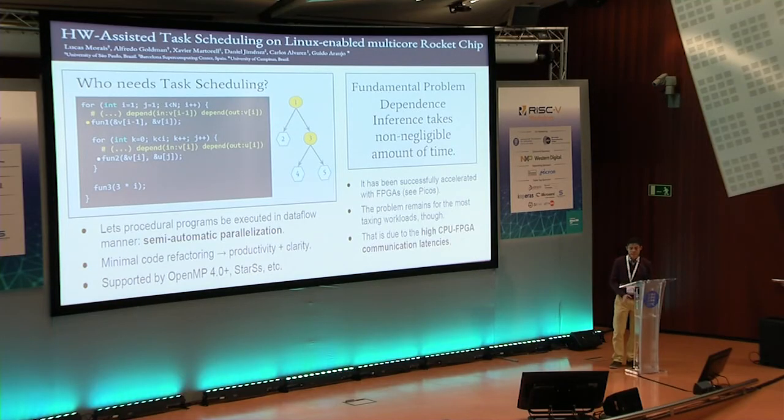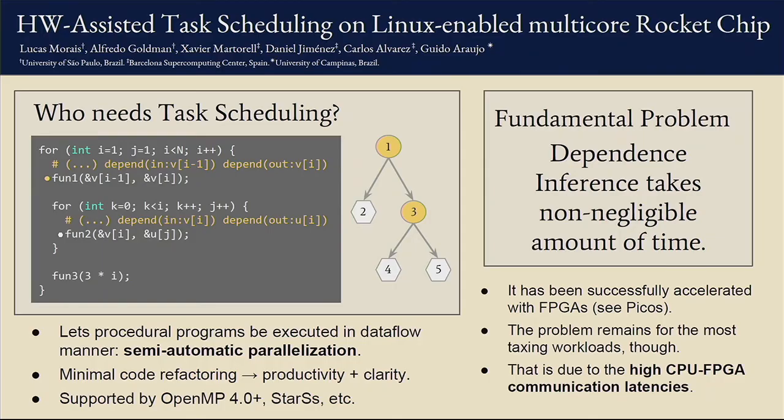So the basic idea here is to port a certain programming model to Rocket chip, and this programming model is called task scheduling, and it's supported by industry standards like OpenMP 4.0. Its basic idea is to enable a task scheduling compliant system to schedule units of computation automatically to available cores while respecting their data dependencies. And these data dependencies are inferred at runtime.